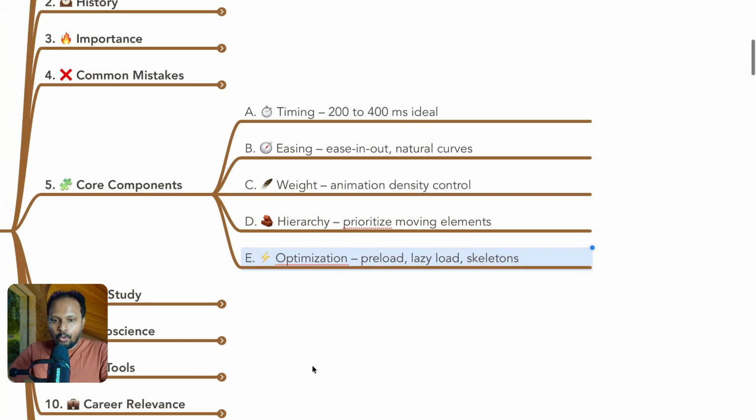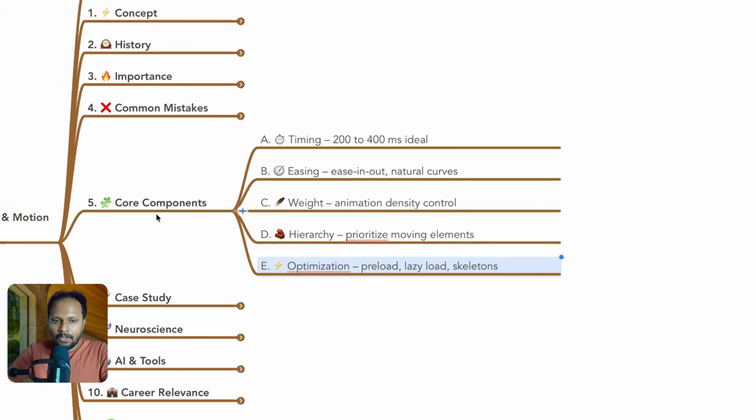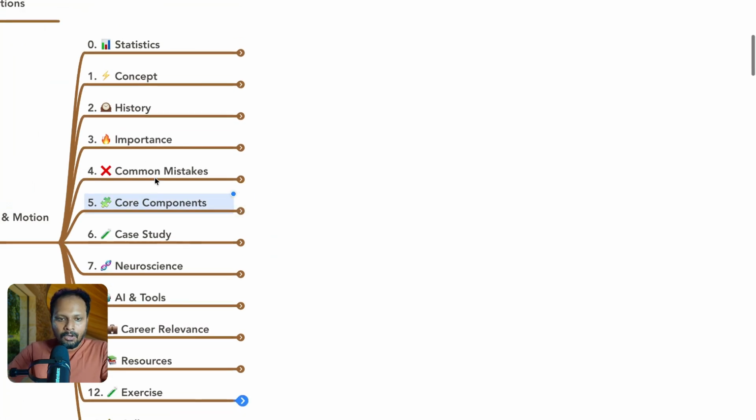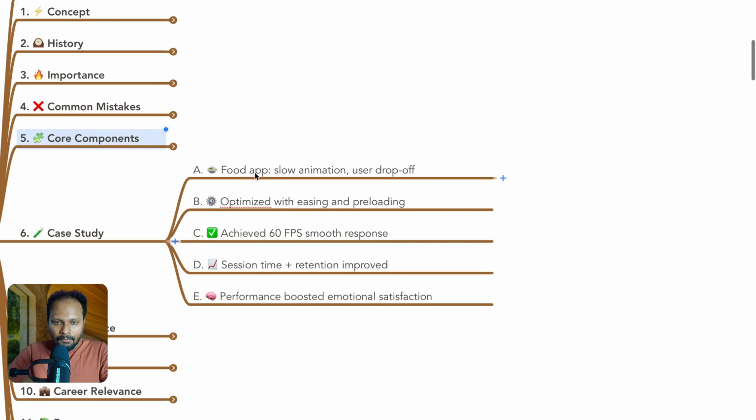And then try to optimize your preloading, lazy loading, and all these things in your mobile app. I've told you an example of a food app, or you can do it for e-commerce, banking, or anything. Make sure it is optimized for 60 FPS. If you're able to do that, you can get better performance and your users will be retained a lot.